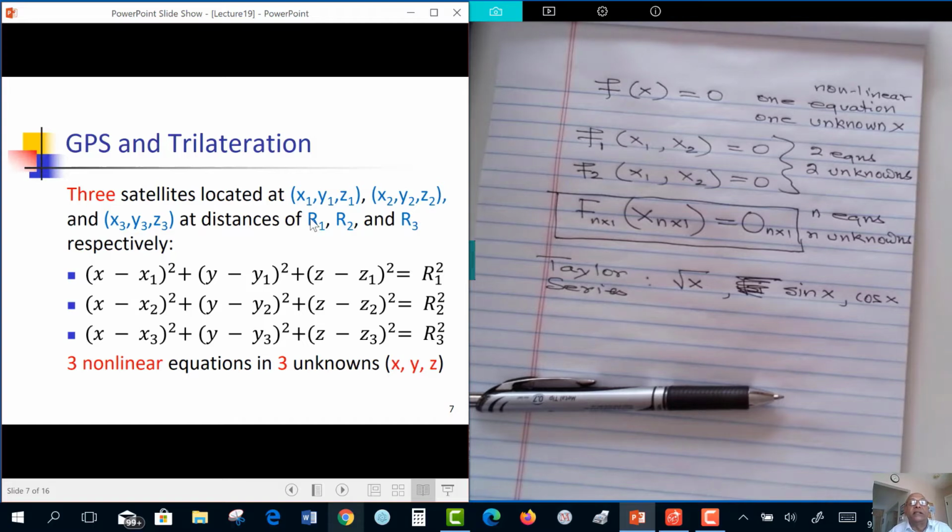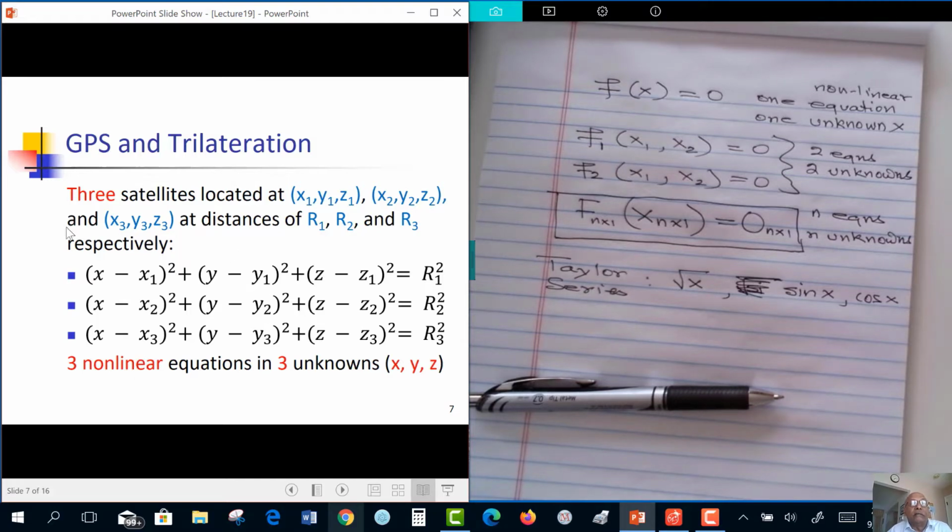So let's say the distance is R1, R2, R3. From your coordinate geometry, you know that this distance R1 squared would be the difference between x minus x1, where x is your x coordinate, y coordinate, z coordinate. So you can write three equations like this in three unknowns. So your coordinates are x, y, z. These are your three unknowns, and we have these three nonlinear equations.